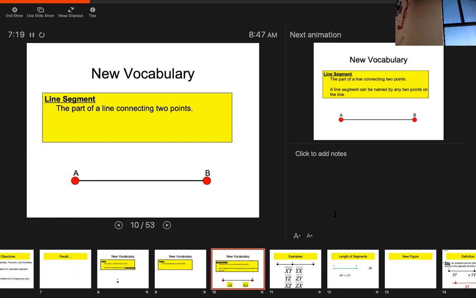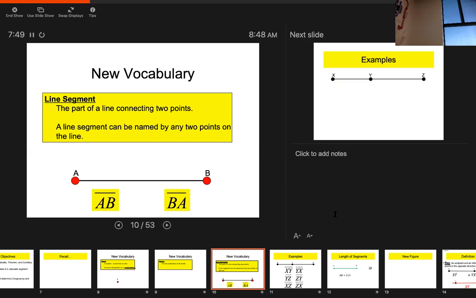How do we name segments? Which 2 points? Because remember, we could have point C right here. Right? Here's point C. It's the 2 endpoints that define it. Does the order matter? Order does not matter. So segments are named by the 2 endpoints, in any order, with a line segment over the top of it. Okay? Good? So this is AB, or BA. Pretty simple.